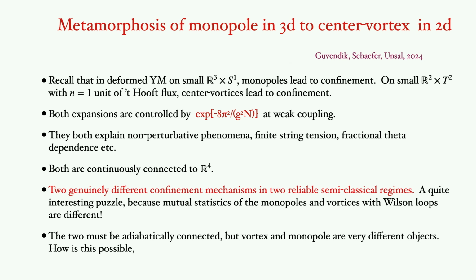Here is a striking thing. The expansion parameter in both cases is the fractional instanton action at weak coupling. They both explain non-perturbative phenomena like string tension and fractional theta dependence. And guess what? Both are continuously connected to R4. There are no gauge invariant order parameters which can distinguish small S1 or small T2 from large S1 and large T2. But these are two genuinely different mechanisms, but they must be adiabatically connected.